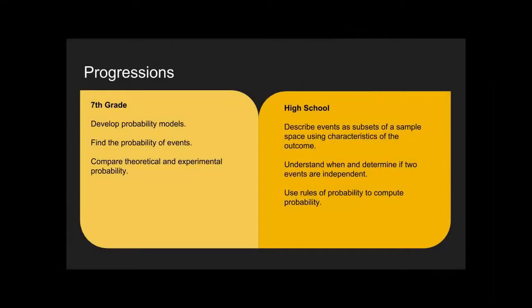In 7th grade, students develop probability models and find the probability of events. They also compare theoretical and experimental probability. This serves as the foundation for the probability standards addressed in high school, where students describe events as subsets of a sample space using characteristics of the outcome, understand when and determine if two events are independent, and use rules of probability to compute probability.